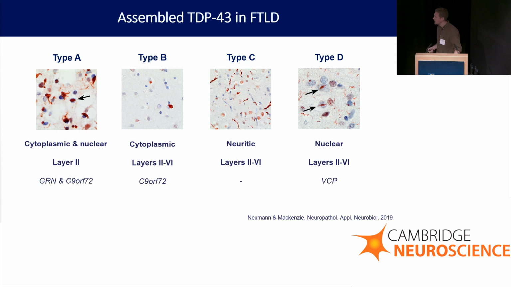We also see different genetic variation that can predispose to these different types of FTLD. Granulin mutations are unique to type A FTLD, whereas C9orf72 hexanucleotide repeat expansions can lead to both type A and B. There's no known genetic variation for type C, and then VCP mutations cause type D FTLD-TDP. And so these different neuropathological presentations of TDP43 assembly then lead to different but overlapping clinical presentations of FTD. Just want to point out that type B is uniquely associated with ALS.